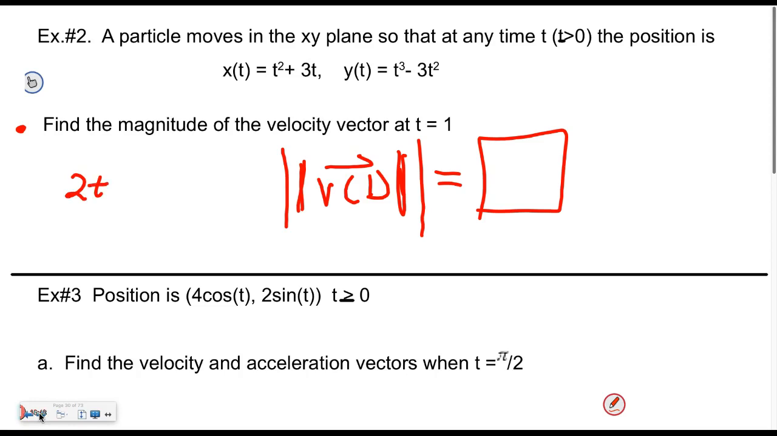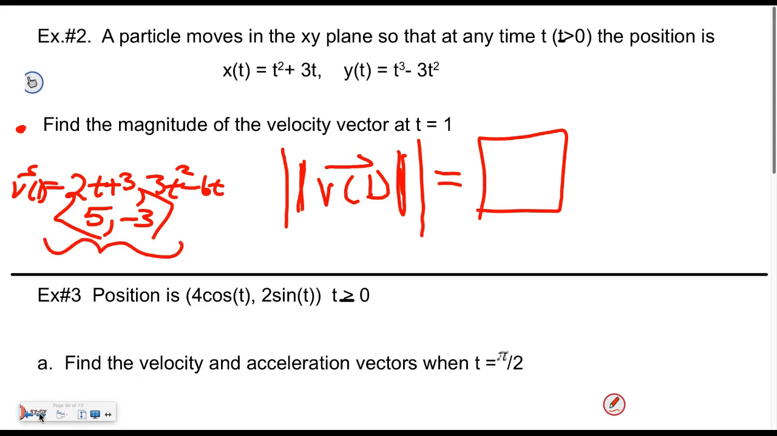It'd be 2t plus 3 in the horizontal component, 3t squared minus 6t in the vertical, right? I'm doing it at 1, right? So I'm seeing a 5 and a negative 3 as my components. Oh, well, and let's stop here. What does that mean about the particle? How is it moving? To the right faster than it's moving down.